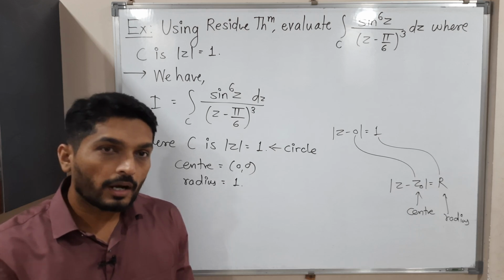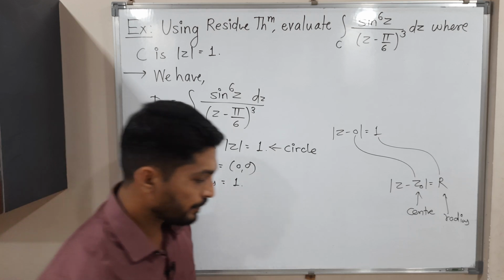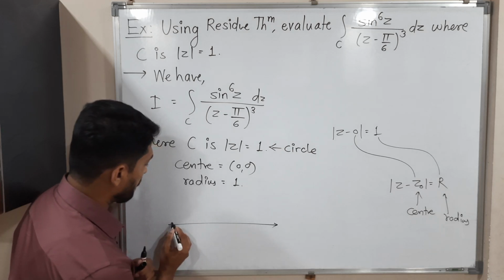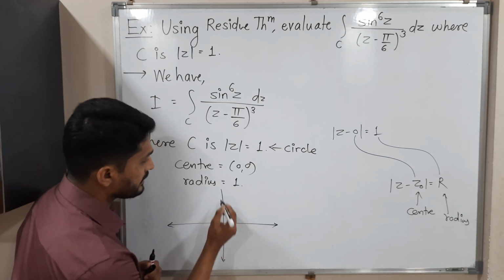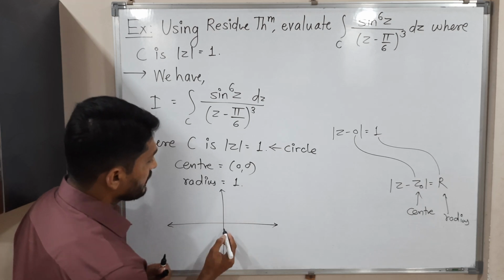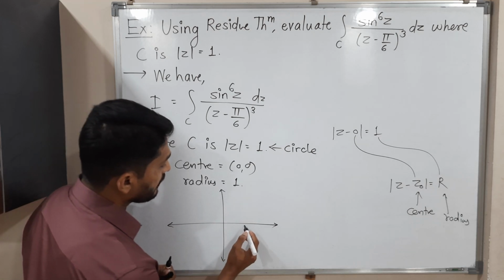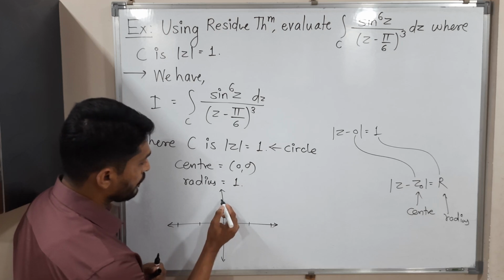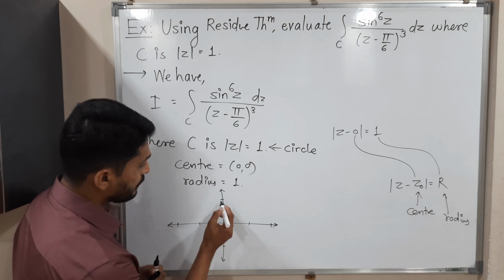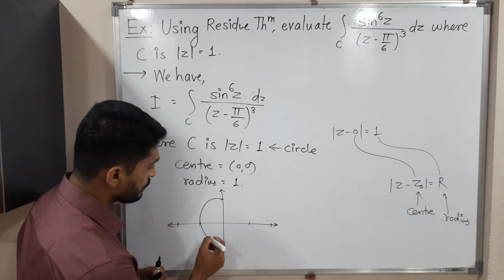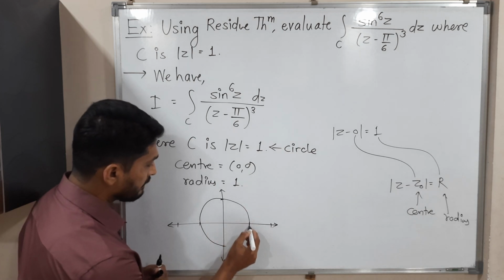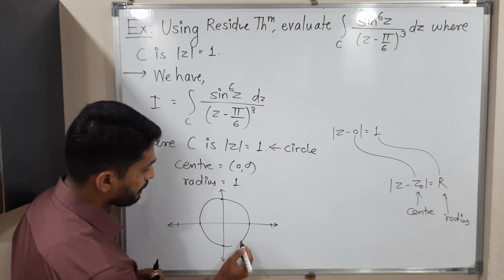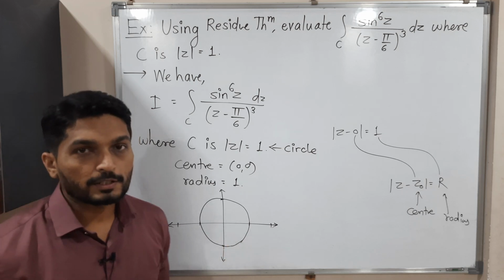So what will I do? I will draw this circle first. This is the imaginary axis. This is the real axis. Okay. Center is 0, 0. Let us have some scaling: 1, 2, minus 1, minus 2 on the real axis, and 1, minus 1 on the imaginary axis. So we have a circle with center 0, 0, radius 1. That means we will have a circle like this. Okay, let me draw properly. So this type of circle we have.